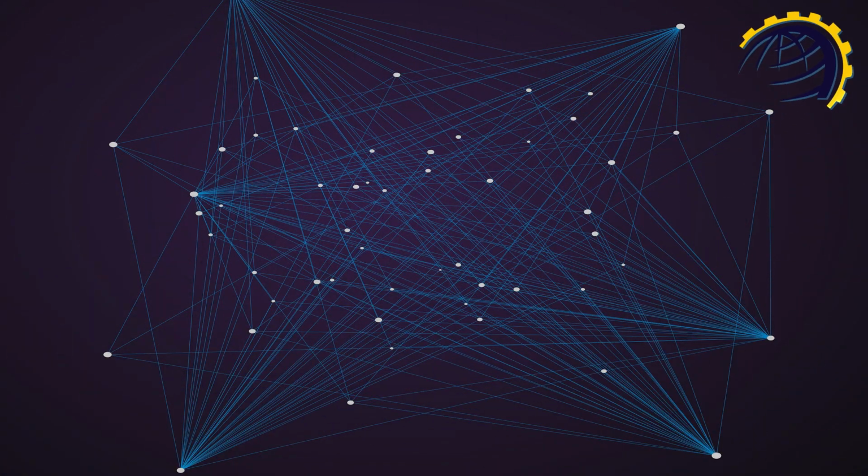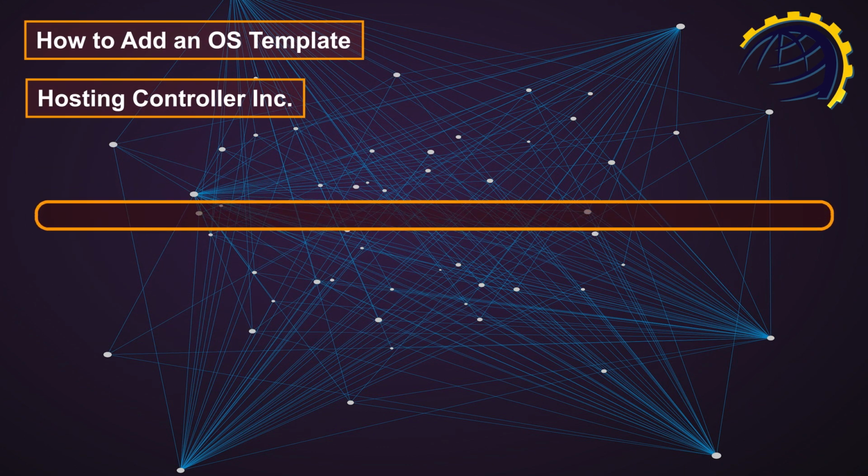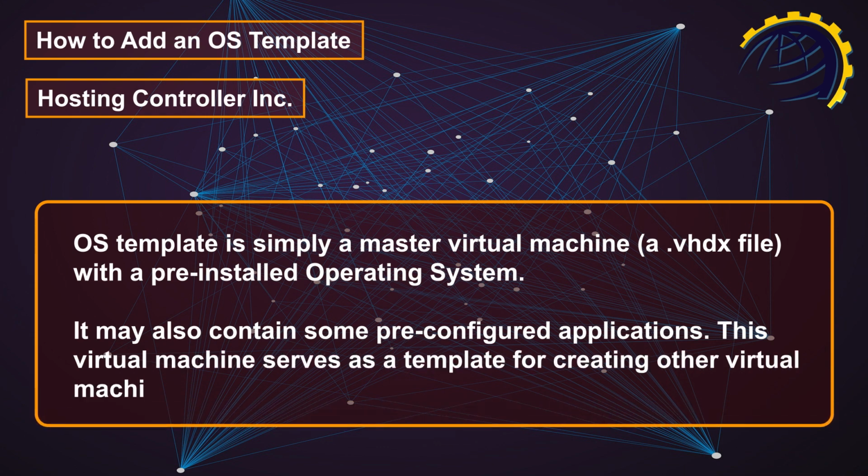This video explains how to add an OS template in HostingController. An OS template is simply a master virtual machine, a VHDX file, with a pre-installed operating system. It may also contain some pre-configured applications. This virtual machine serves as a template for creating other virtual machines.